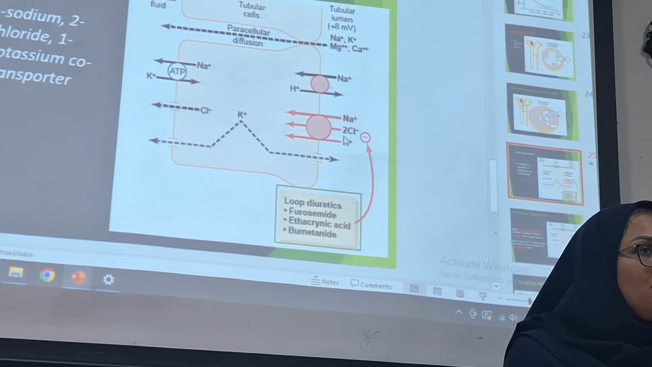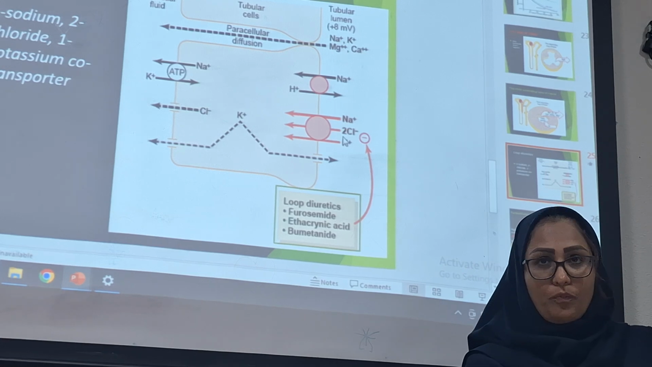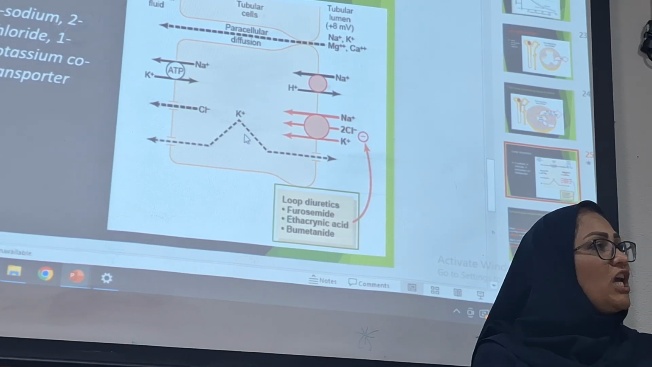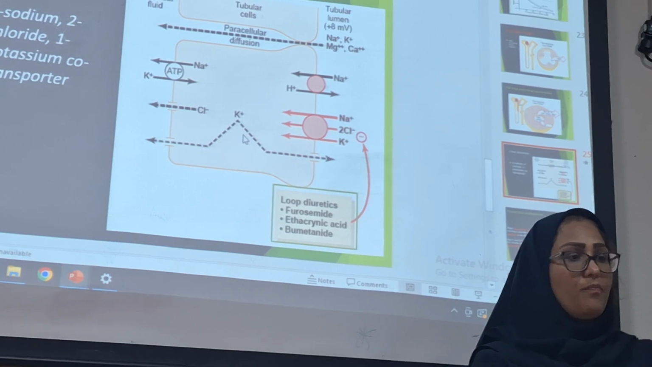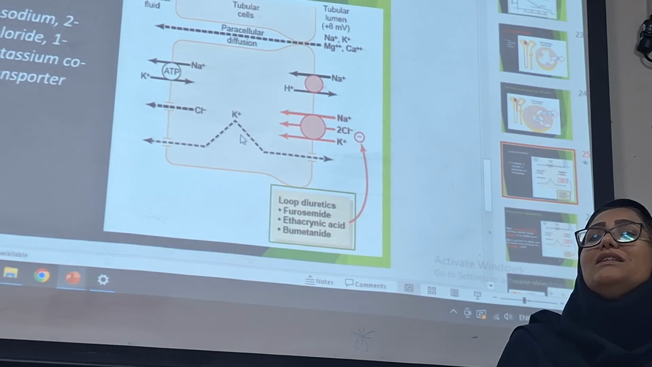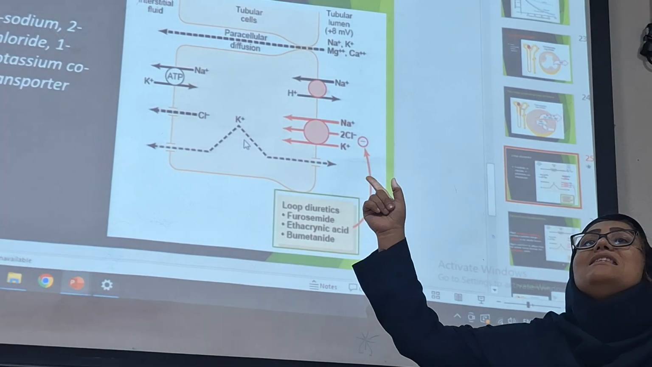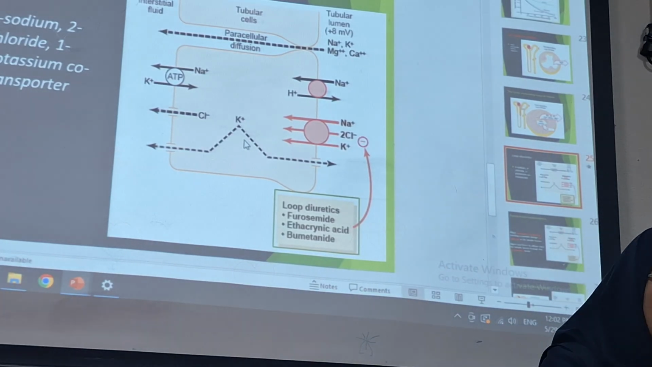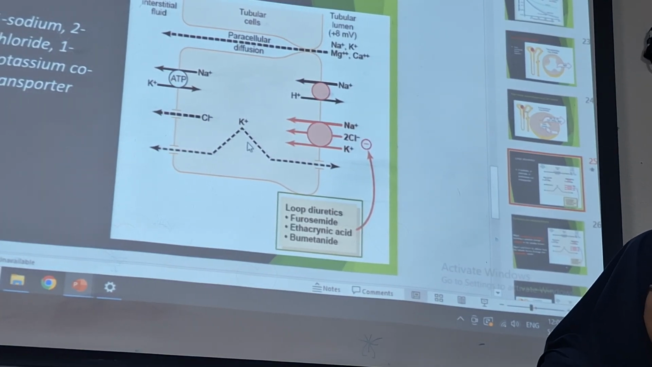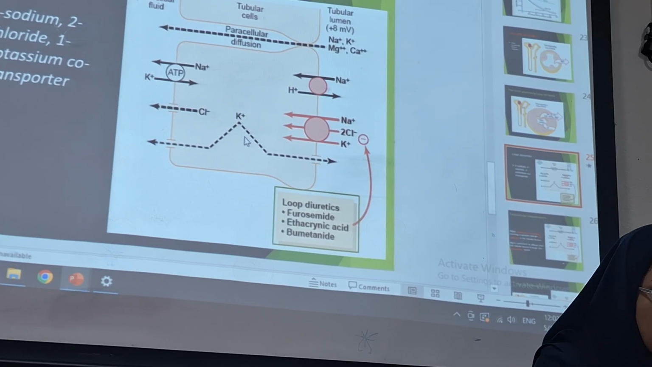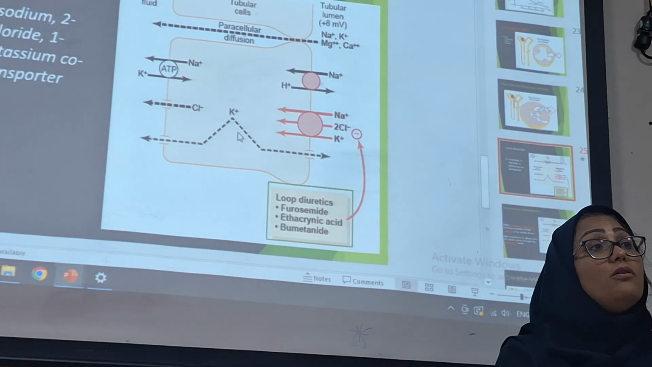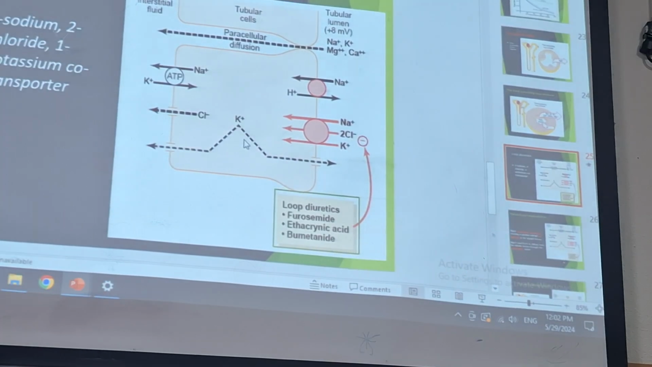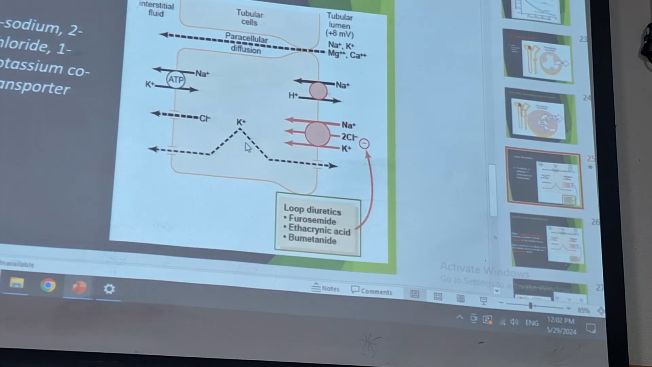Could you repeat that question? Yes, if I ask you regarding the location of the sodium potassium 2 chloride cotransporter, it is found in the apical membrane of the thick ascending limb. We are talking about the thick ascending limb. Proximal is over. We are here.